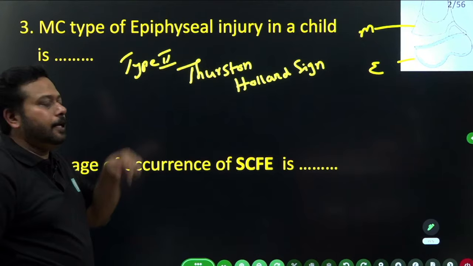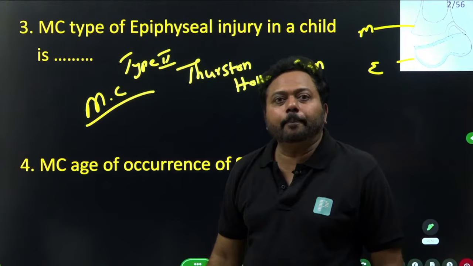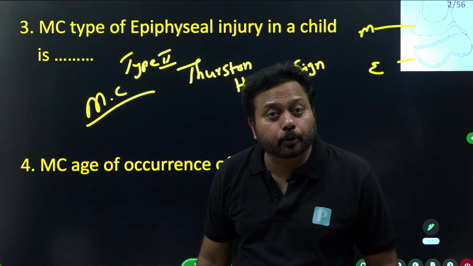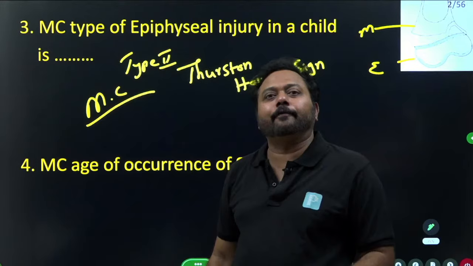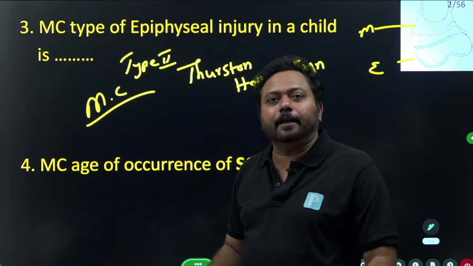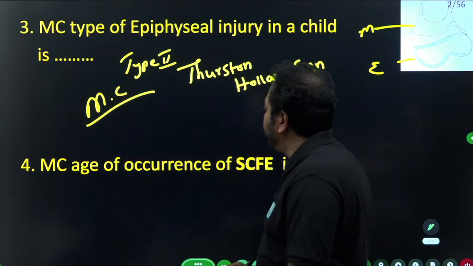This is the most common type. What is the most common type of epiphyseal injury? Type 2 is the most common type. How will you identify type 2? It will have a positive Thurston-Holland sign. What is the Thurston-Holland sign? The epiphysis gets separated from the metaphysis carrying a small triangular bit of metaphysis along with it. So this is the most common type, 99% of epiphyseal injuries. Type 2. Okay, good.